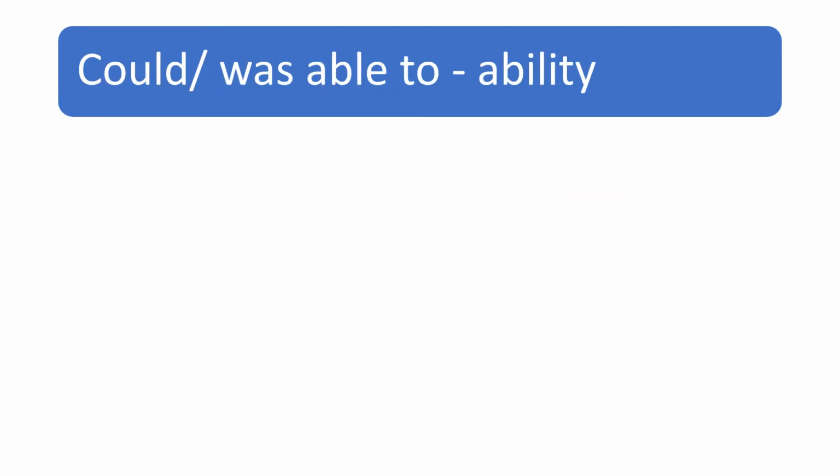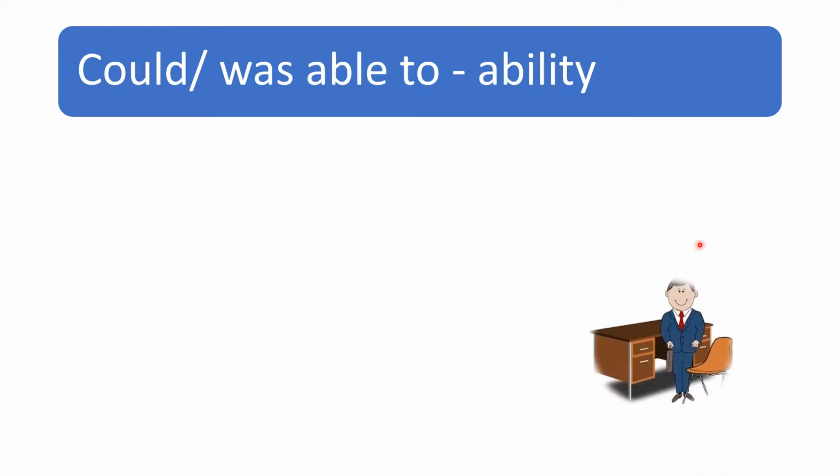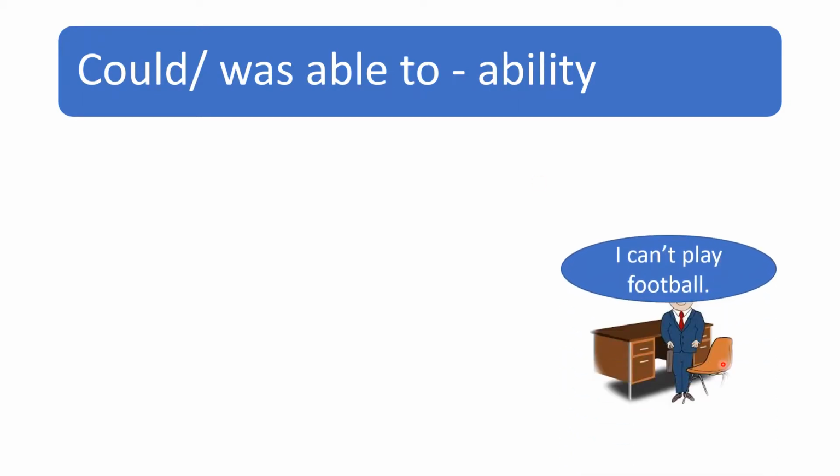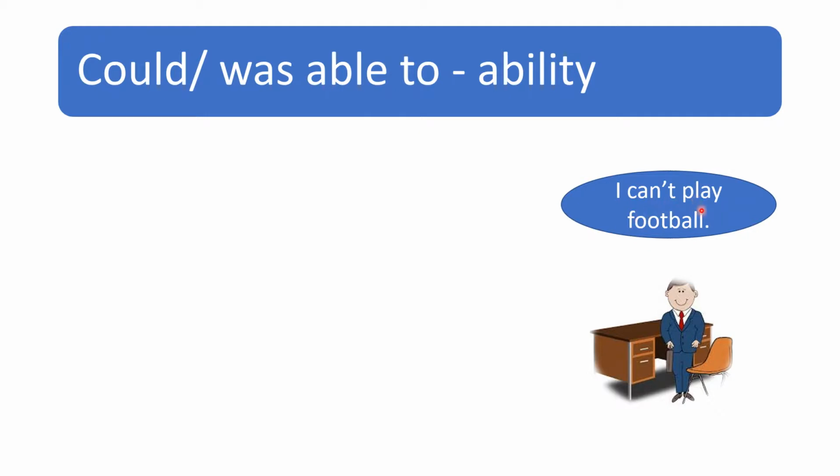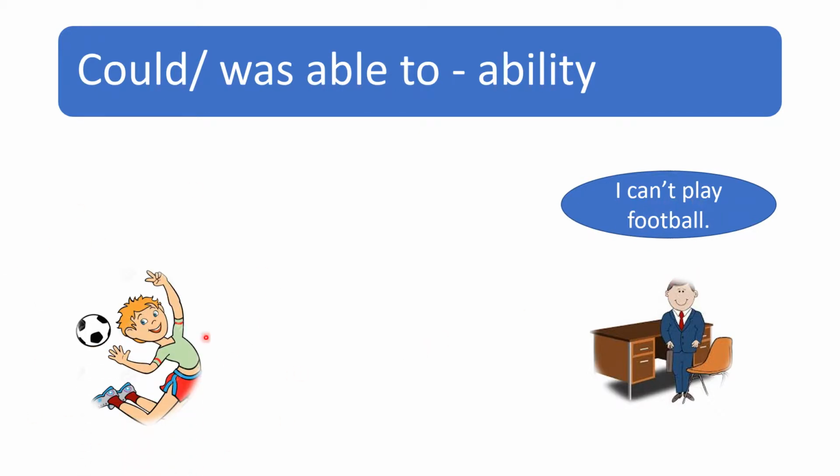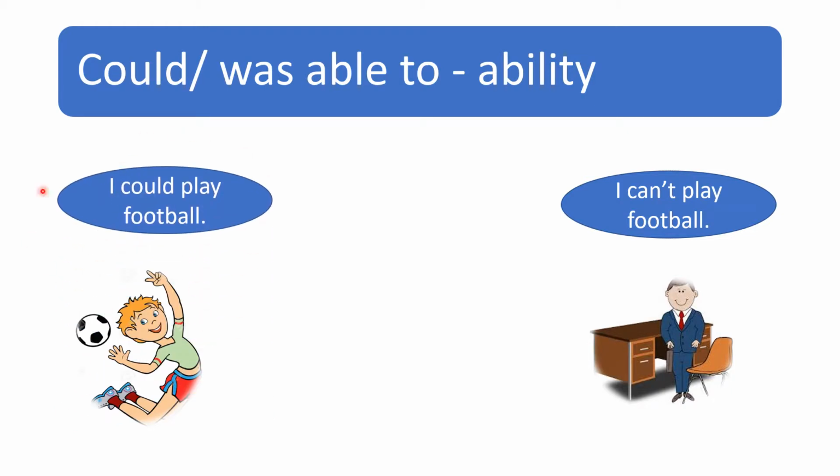The first modals are could and was able to, which are used to talk about an ability in the past. Example: the manager. He says, I can't play football. That's now. But in the past, he could play football. So he says, I could play football.